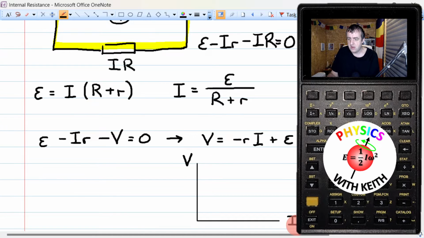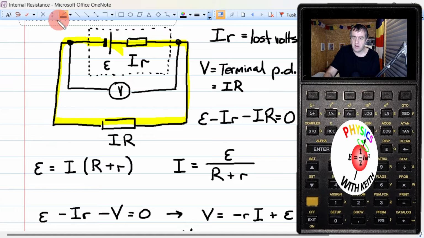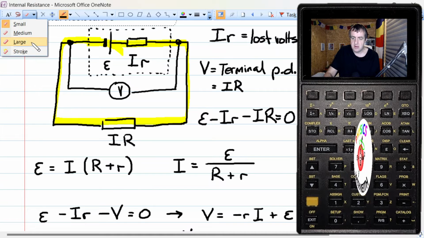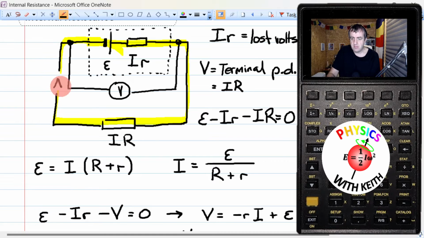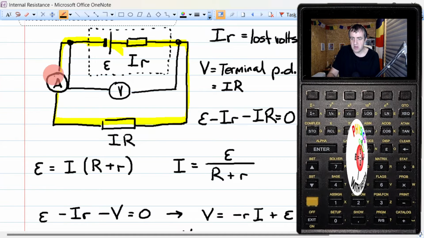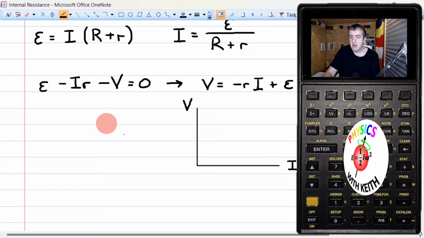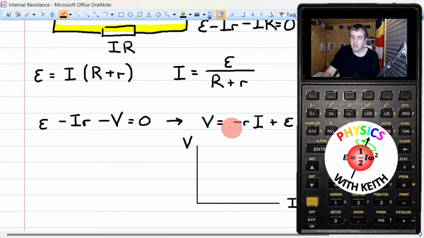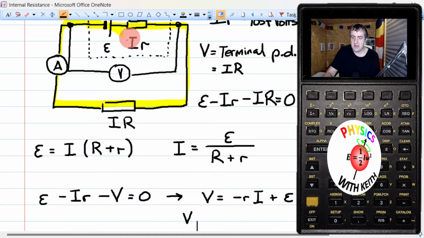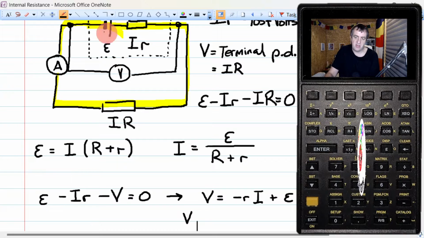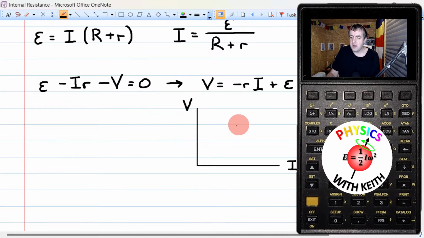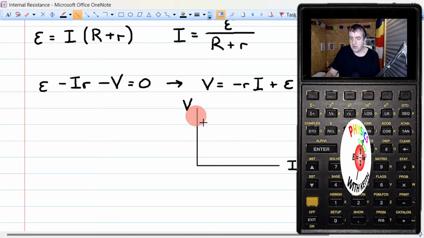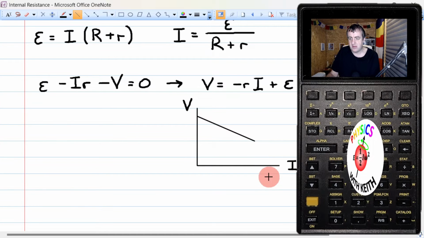I put the current. We can measure current easily enough, we just need an ammeter. Let's chuck an ammeter in here. There we go, now I can measure the current. And we can measure our potential difference easily enough using the voltmeter that's already connected across the terminals, which is the same potential difference as across this load resistor. What would the graph look like? Well, it's going to look something like this.